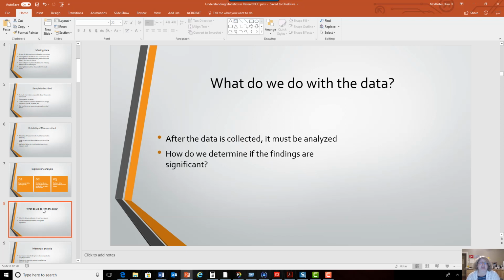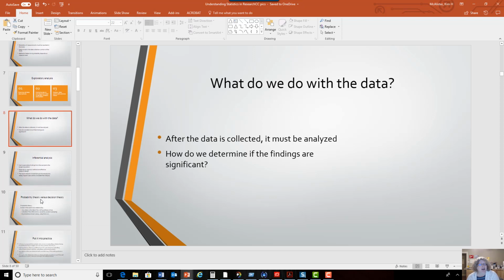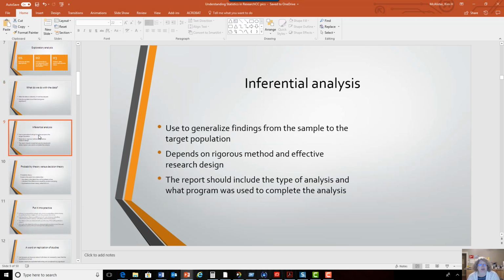So after you have collected all the data, it has to be analyzed, and then we have to determine if they're significant. And so we do this through analysis. We have inferential analysis, which helps us generalize from the sample that we have collected and studied to the rest of the population. And if your study has been rigorous and you have an effective design, then this is much easier to do.